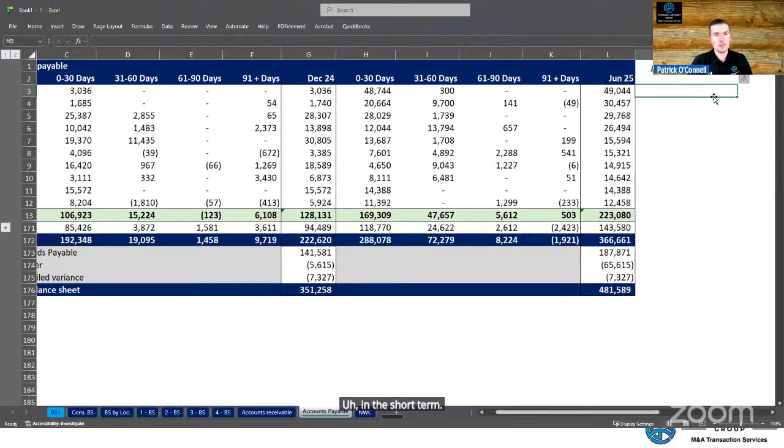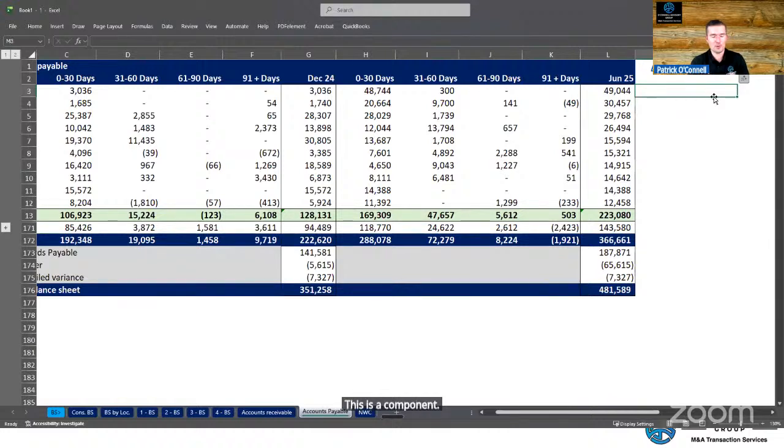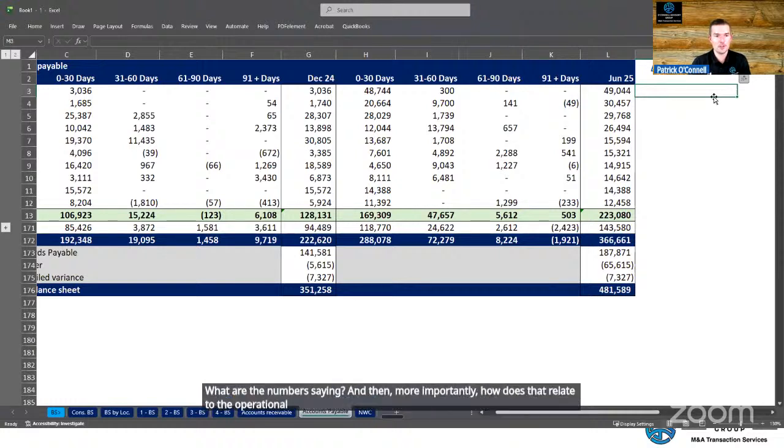This is another example of what I like to call operational diligence and strategic planning during this financial due diligence phase. This is a component, and this is my approach when I think about financial diligence: what are the numbers saying? And then more importantly, how does that relate to the operational elements of the business and the deal structure overall?